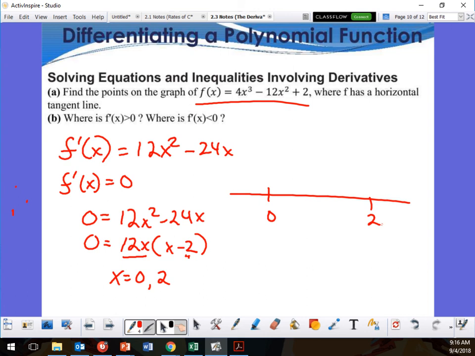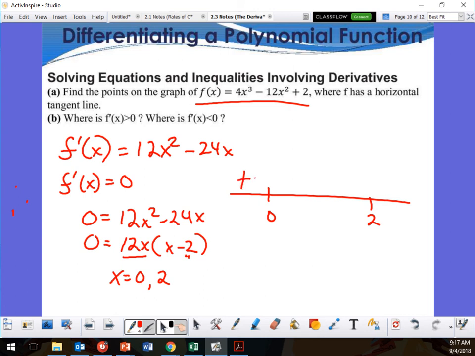So I'm going to plug in numbers. Plug in -1 to the derivative. Is it going to be positive or negative? Looks like it's going to be positive. That's all I need, right? If it's positive, it's greater than 0. If it's negative, it's less than 0. So I really don't need to do all the math. All I need to know is whether it's positive. So this is positive right here.